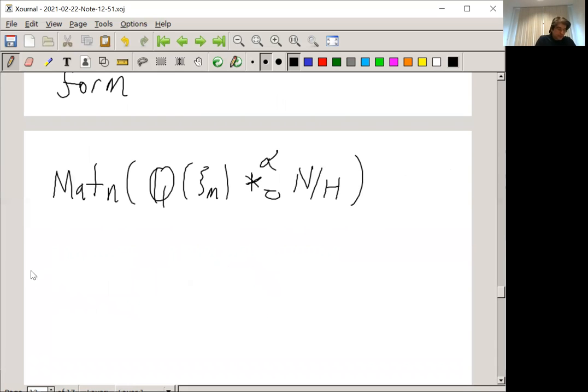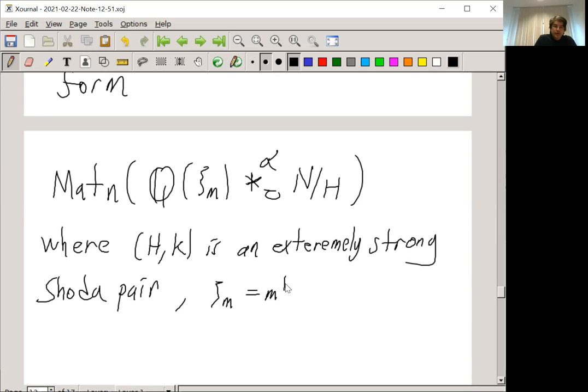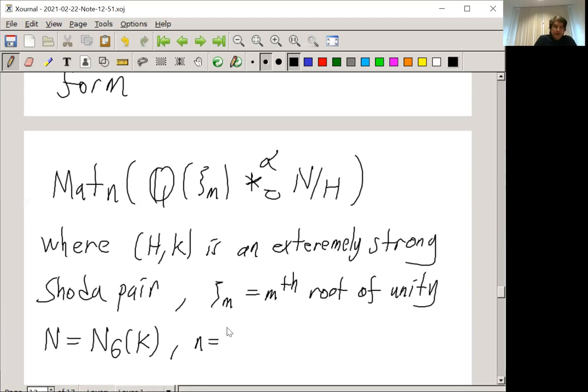where (H, K) is an extremely strong Shoda pair, and then ζ_m is an m-th root of unity, and N is the normalizer of K. n is the number of elements in the quotient group. Sorry, actually the index, I should say. I don't know if it's normal, just the index. And then m is the number of elements in the group H over K.